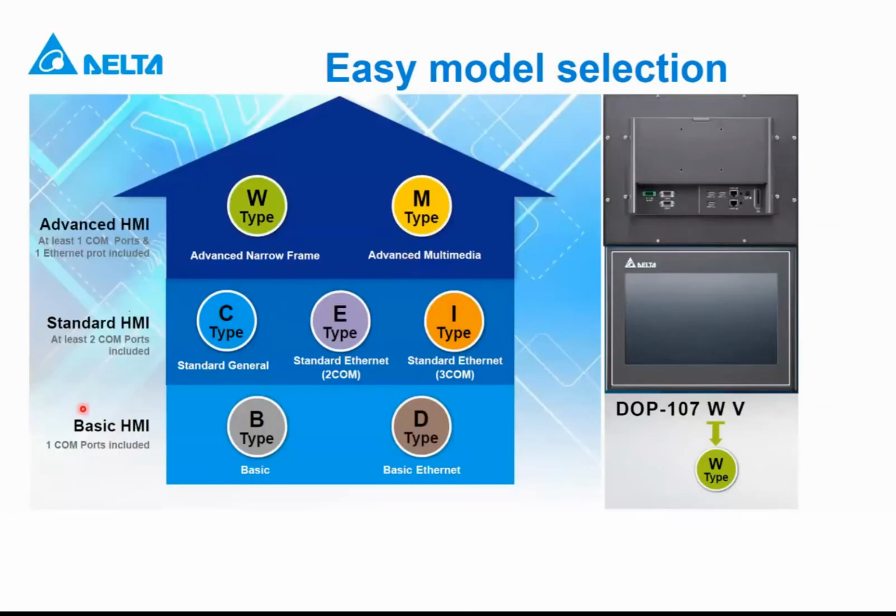This is just more detail on what I already showed you in the previous page, the grouping of the HMI. So our HMI, our touch panel to be specific, is grouped in three hierarchies. The first is basic, like I showed you in the previous page. This basic has one COM port. So when we say COM port, it means the physical communication port that you have physically on the HMI.